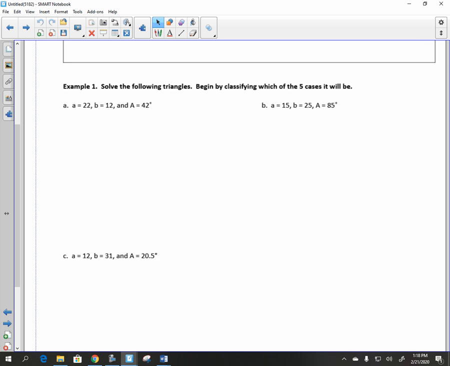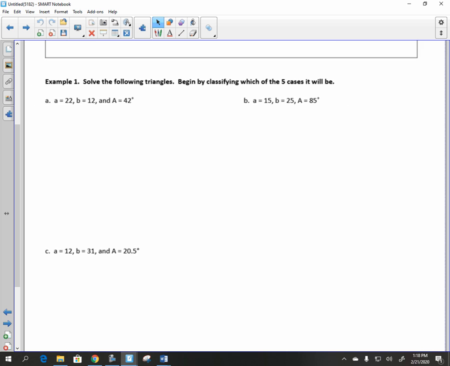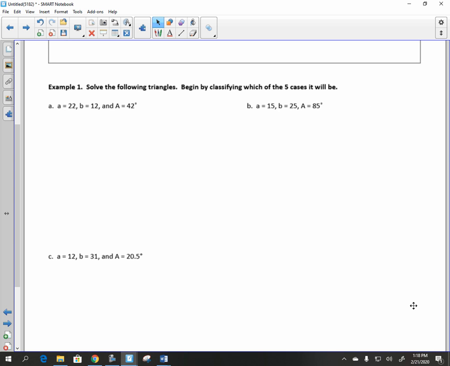It says solve the following triangles and begin by classifying which of the 5 cases it will be. And we're going to show you what that looks like. We're going to actually work backwards in the notes a little bit. Again, I'm not going to give you the assignment today. We're going to have the assignment on Monday. And we're going to catch some people up. But this is going to hopefully provide a solid foundation for you.